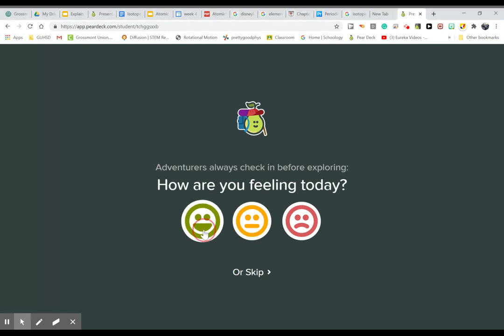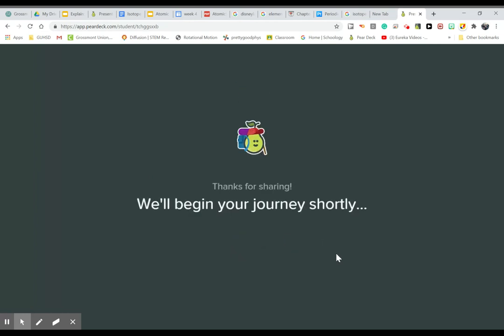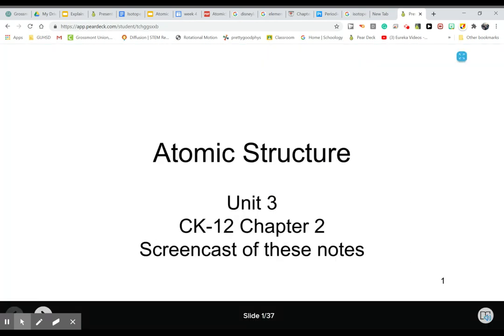So I'm going to go ahead and answer my question, how am I feeling today? And we are going to get moving with our atomic structure notes. So this is Unit 3, and it's covered in CK12, Chapter 2. And then I'm going to go ahead and put this link to the screencast of these notes right here for you.